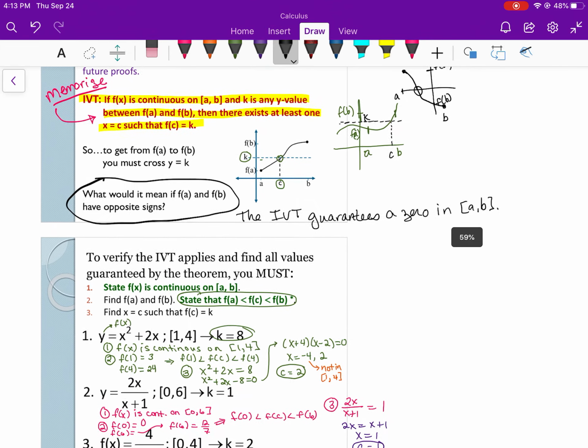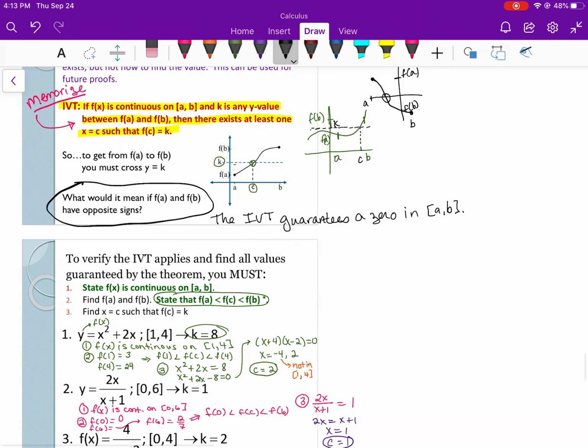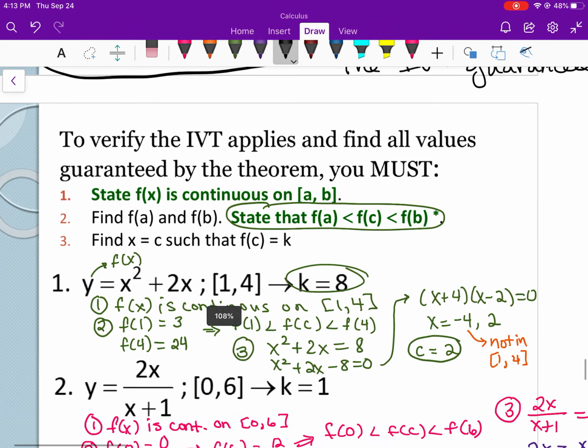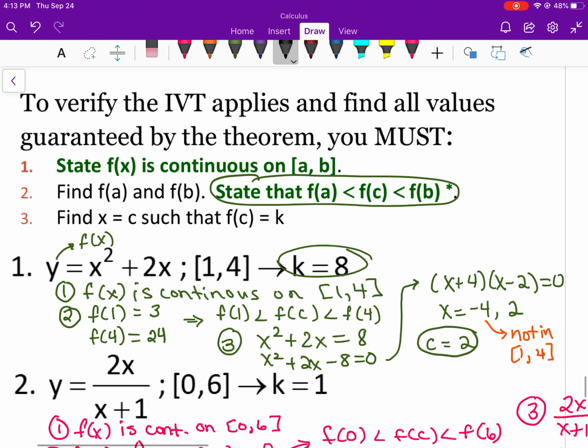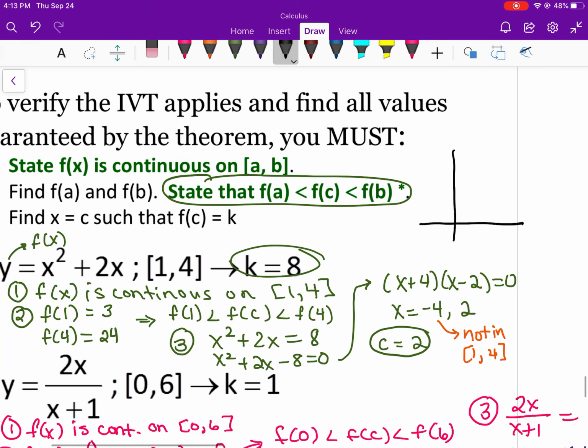All right, so what we did with this first problem, we said, okay, here's our function x squared plus 2x, and here's our closed interval 1 to 4. Our K is 8. So basically, before we got started, we kind of talked about it a little bit. From 1 to 4, f of 1 is 3, f of 4 is 24, so maybe it's something like this.